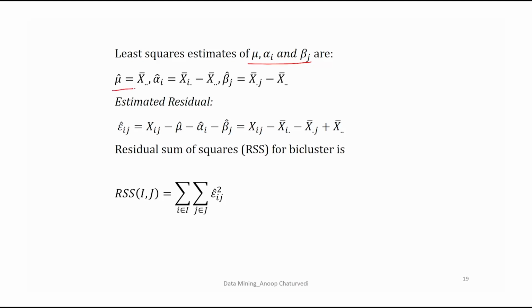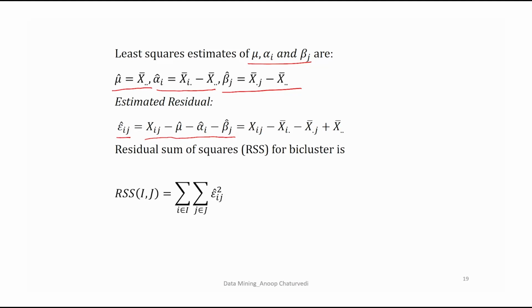Mu head is equal to x bar dot dot, alpha i head is equal to x bar i dot minus x bar dot dot, and beta j head is equal to x bar dot j minus x bar dot dot. Then we can find the estimated residual also, which is denoted by epsilon ij head, and epsilon ij head is equal to xij minus mu head minus alpha i head minus beta j head.